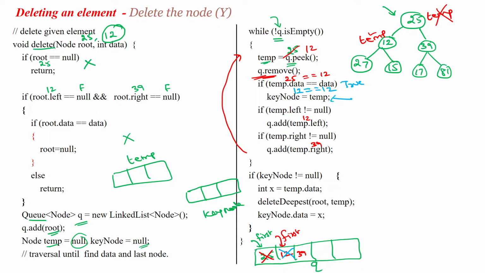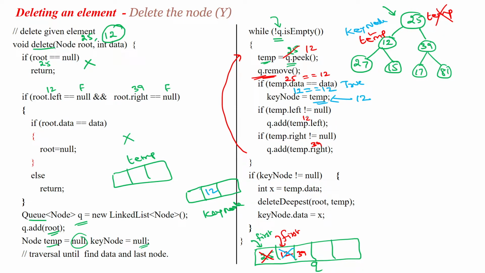So this condition is now assigning the temporary into the key node. What is the temporary now? Temporary is 12. So 12 is assigned into the key node. So now this is the key node. 12 is written in the key node.